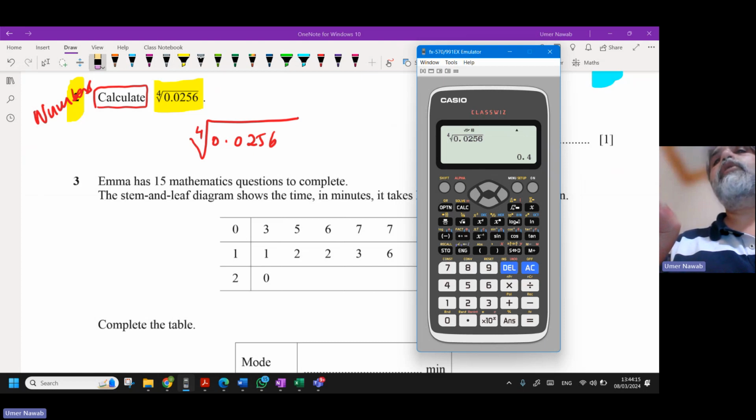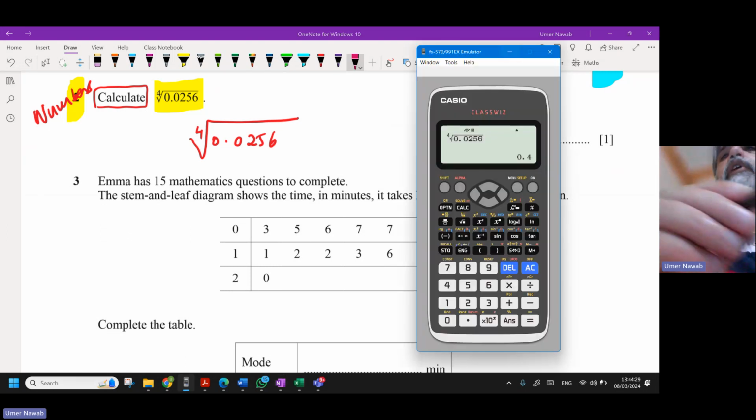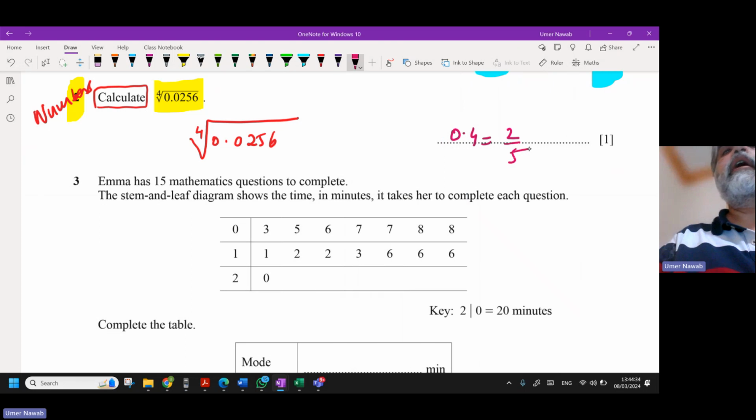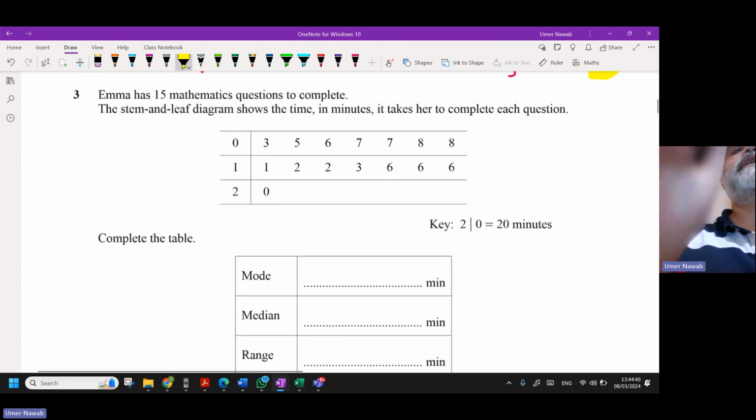Now students will ask, Mr. Omar, shall I write my answer in fraction or in decimals? Since you got a terminating decimal, it is not full of digits, no need to approximate it. Just copy 0.4. Or if you like to write as a fraction, both answers you can check in the marking scheme. Examiner will accept it. And you can again see it has one mark. So there is no need to show any working to the examiner.